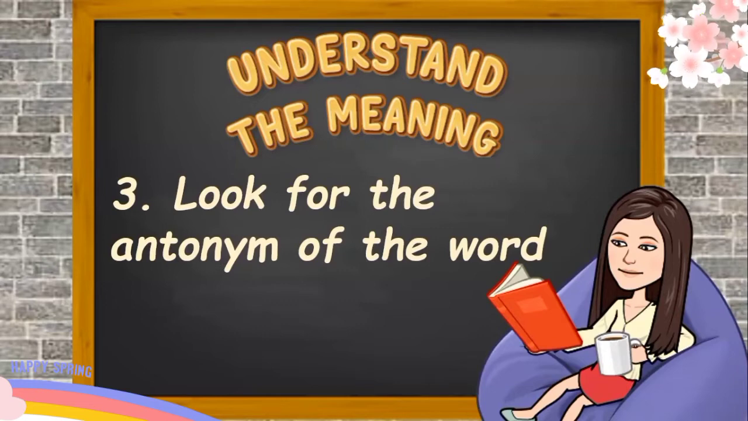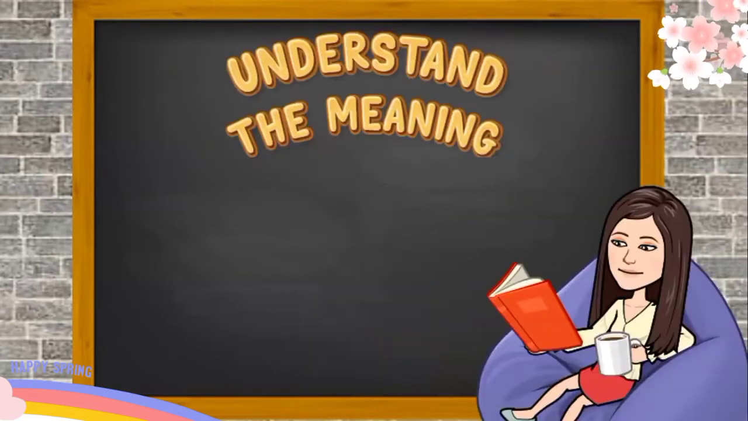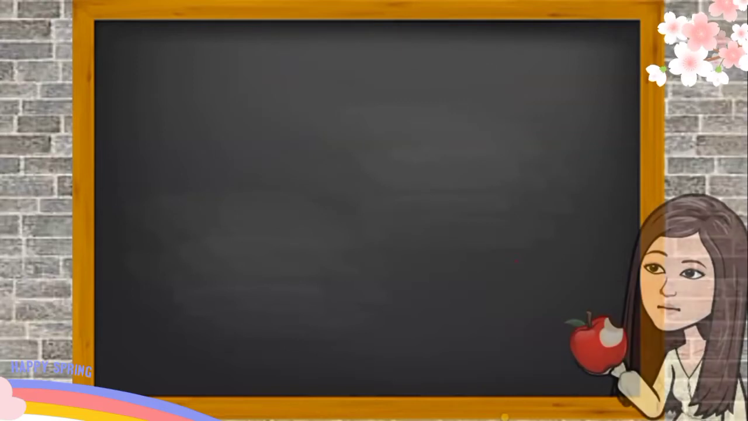The problem is, ma'am, what if I don't have a dictionary with me, I don't have a dictionary app on my phone, and I also don't have a thesaurus? I cannot look for the denotative meaning, I cannot look for the synonym, also the antonym. Where can you find the answer? Sometimes, the meaning is hidden in the text itself. And that is the 4th way on how you could discover the meaning of an unfamiliar term, by using or understanding the context clues. But what is a context clue?